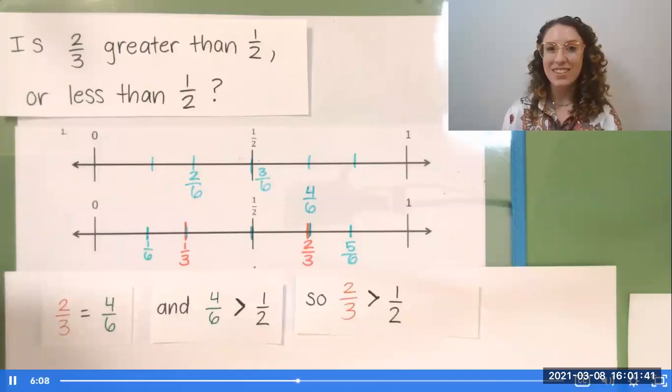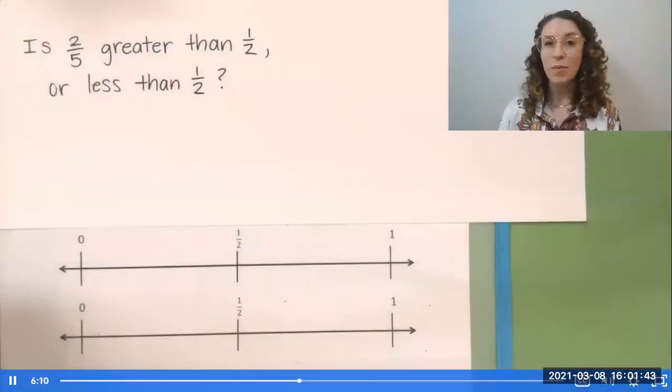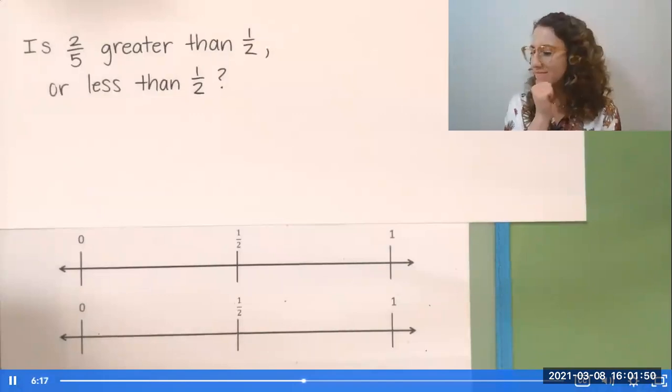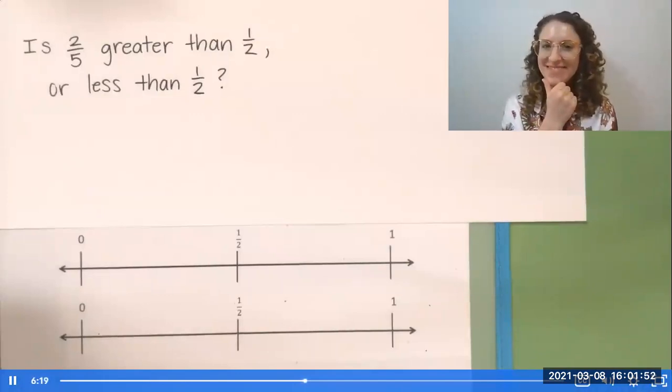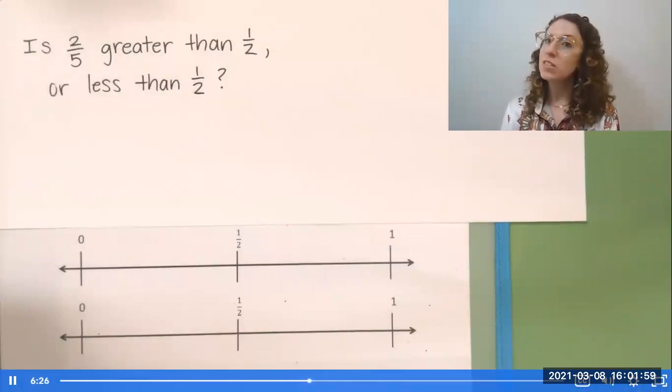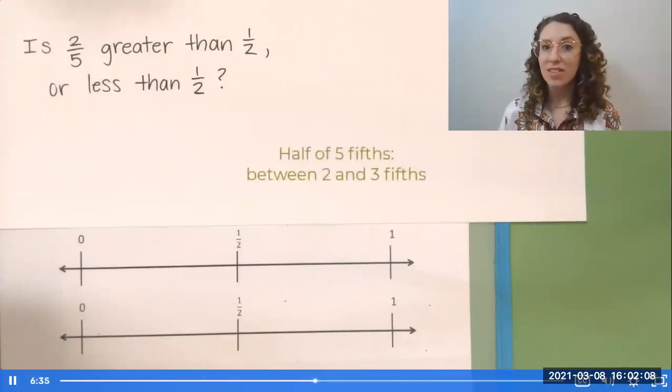Let's do another one together. Think for a moment, then tell me, is 2/5 greater than 1/2 or less than 1/2? I'm thinking about how 5 is an odd number too, like 3, so it doesn't divide evenly in half. Halfway between 0/5 and 5/5 should be somewhere between 2/5 and 3/5. So I would say that 2/5 is less than 1/2.